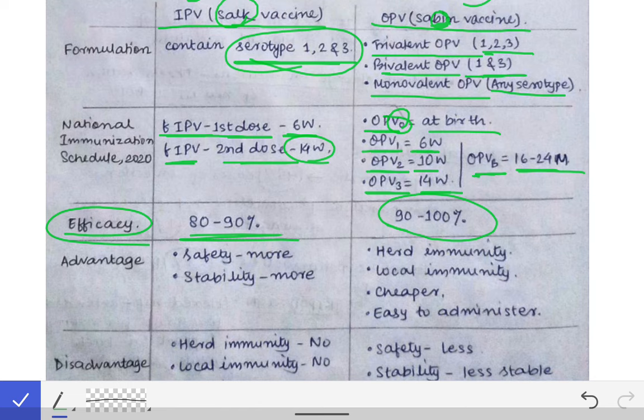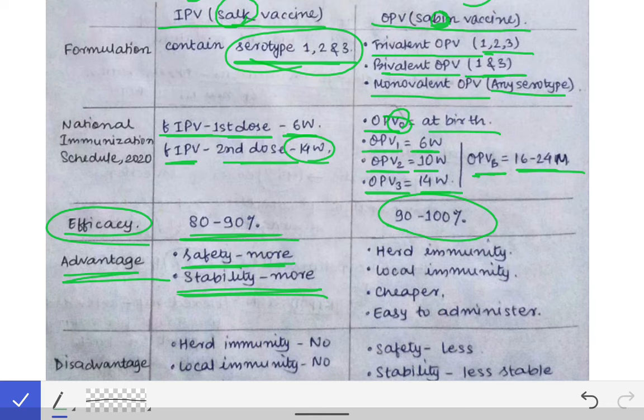What is the advantage of OPV or IPV? So the advantage of IPV is that it is more safe. Why? Because here we are using the killed virus, so it is more safe. And the stability is also more. So safety is more, stability is more. That is the advantage of injectable polio vaccine.